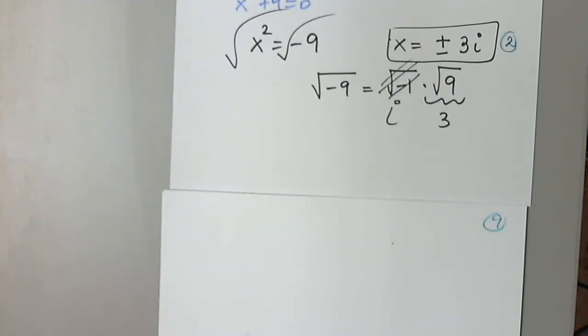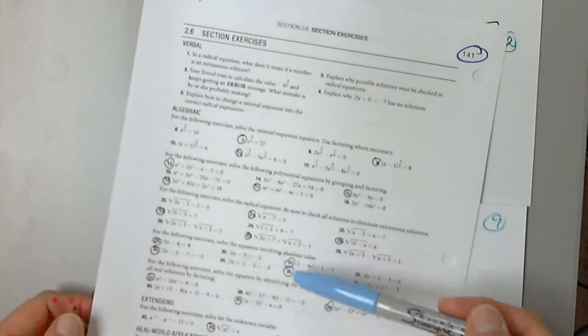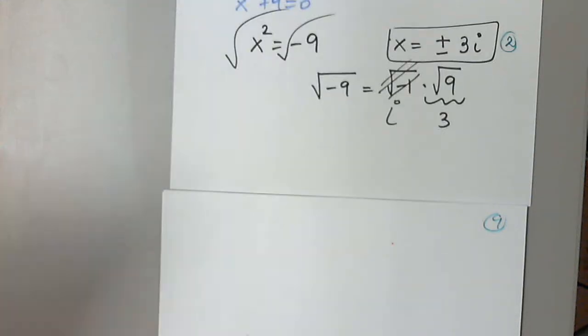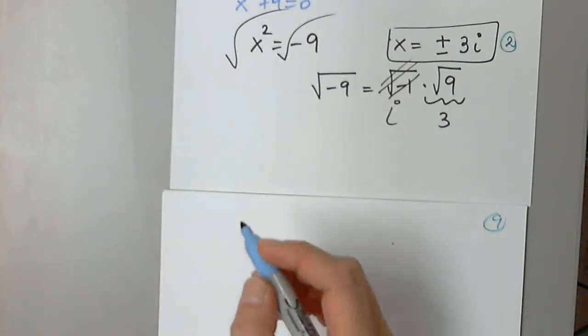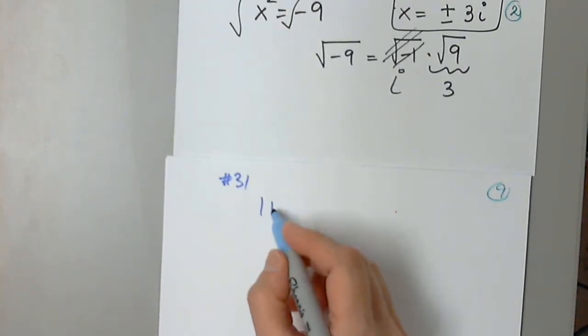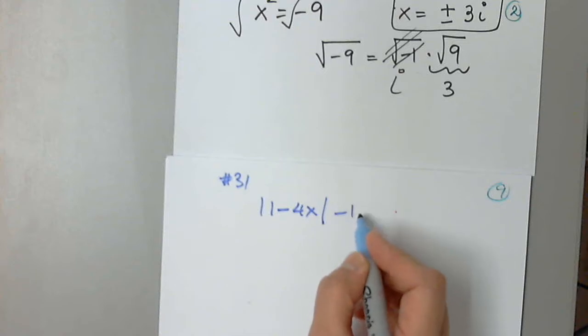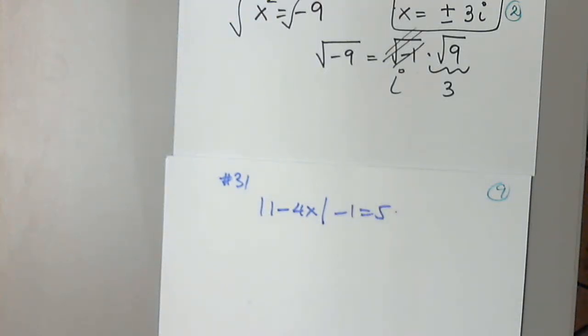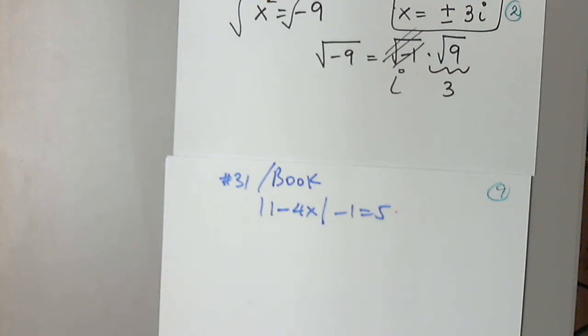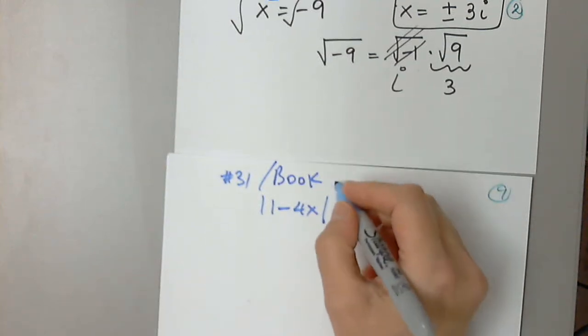So let's consider now, we want to continue with radical right now or absolute value? Absolute value it is. Okay, so let's take a look at number 31. If you want to choose, please do, anytime. 1 minus 4x in absolute value minus 1 equals 5. Is that 31 in the book? Yes, book. All of them from the book for now. Still page 141.